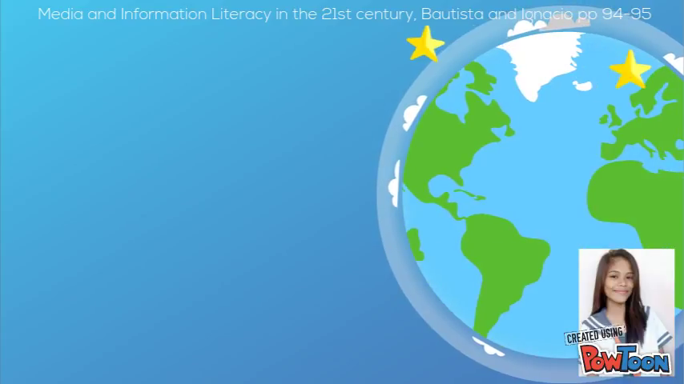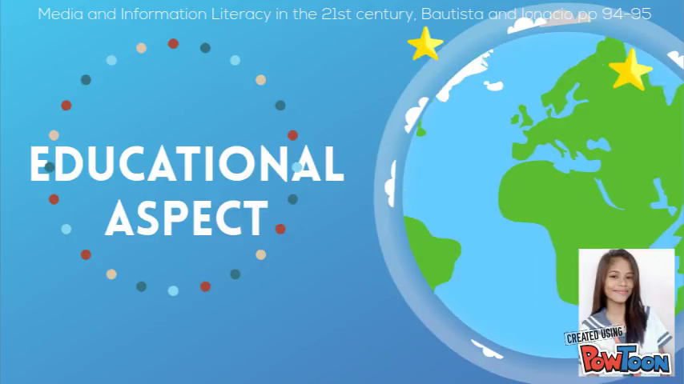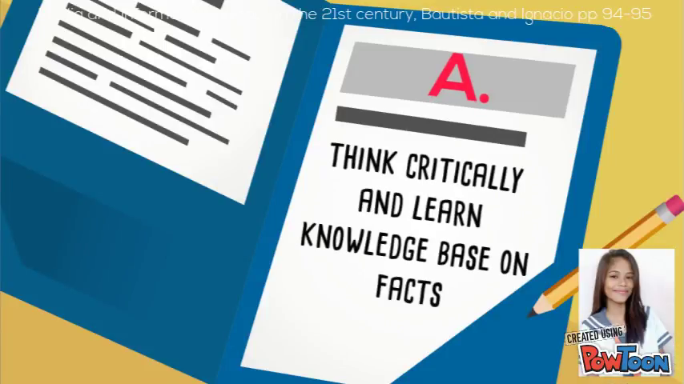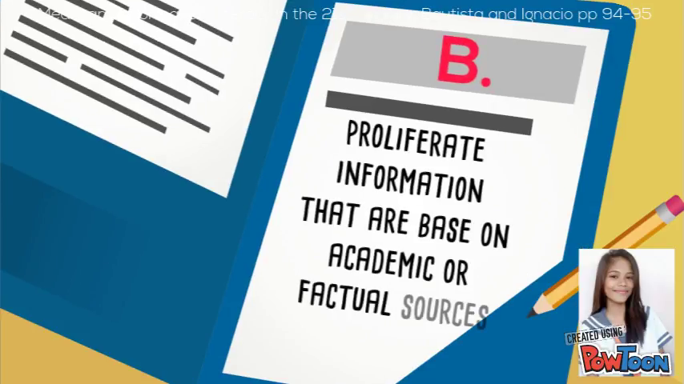Next aspect is the educational aspect. A media and information literate individual is able to: A. Think critically and learn knowledge based on facts, and B. Proliferate information that is based on academic and/or factual sources.